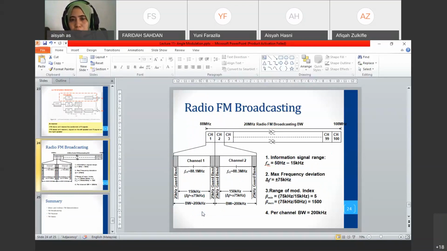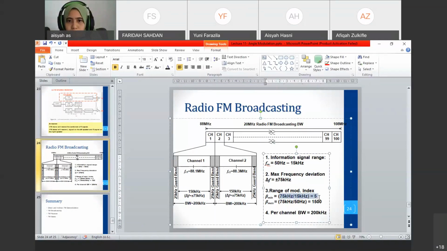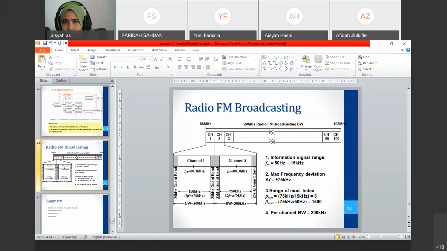For example, we have the information signal ranging from 50 hertz to 15 kilohertz, and the maximum frequency deviation is plus minus 75 kilohertz. So the range of the modulation index beta is delta F over Fm, so we will get a range of 5 here. Okay, for this one, I will check back and explain again to you.